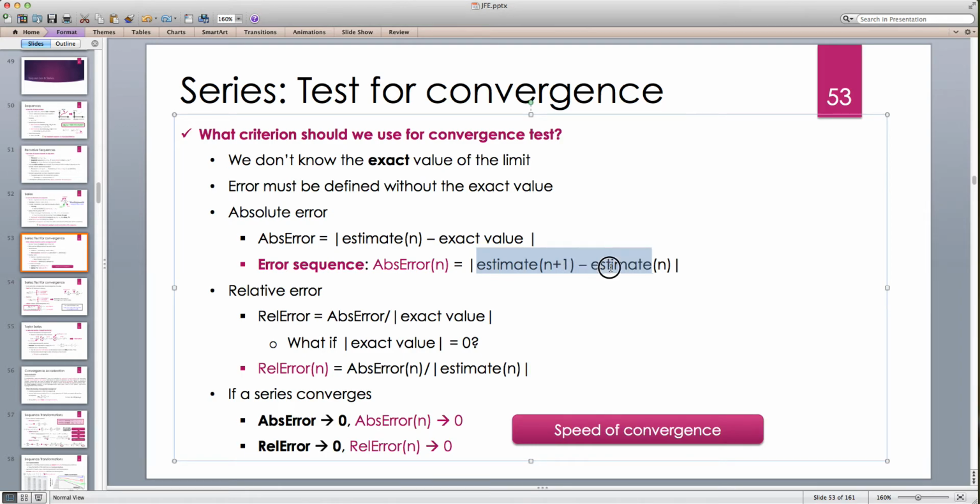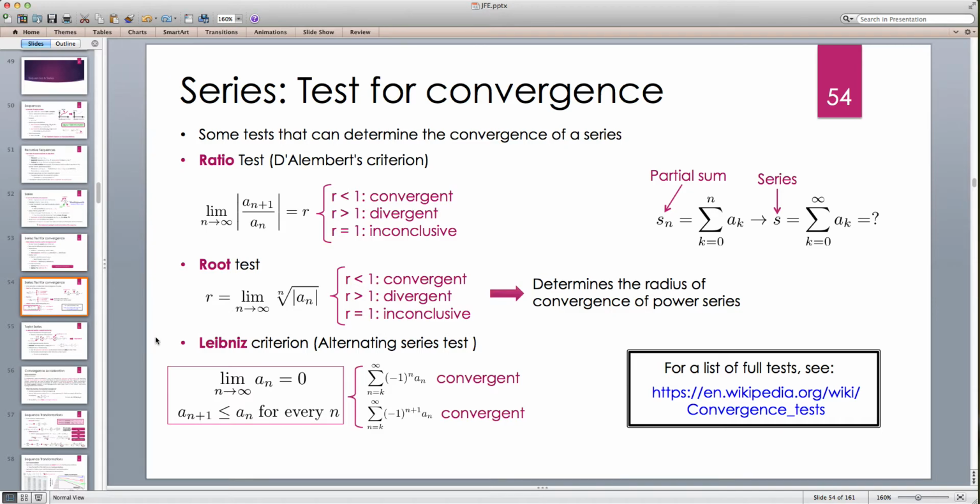So S_{n+1} minus S_n. And the relative error is the same thing. Again, we look at basically the absolute error divided by what the current term grows. Okay. However, there are some well-established tests for convergence specifically for series.